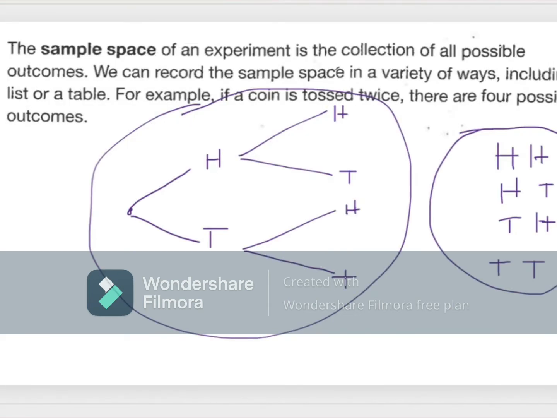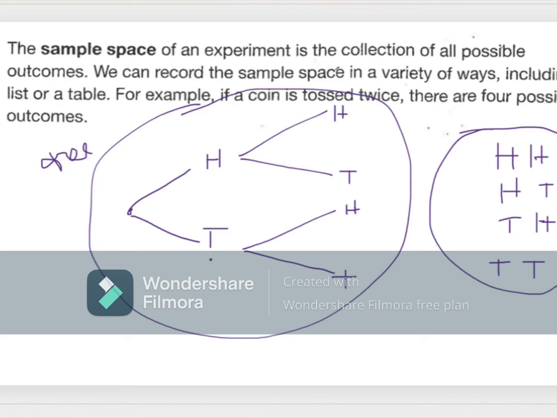All right, so now we're talking about sample space. The sample space of an experiment is the collection of all possible outcomes that are in the experiment. We can record the sample space in a variety of ways, including a list. Here would be a list or a table. For example, if a coin is tossed twice, there are 4 possible outcomes. So here I made a tree diagram. In a tree diagram, we just start at the beginning and we toss 1 coin. And that first coin, that first event could be head or tail.